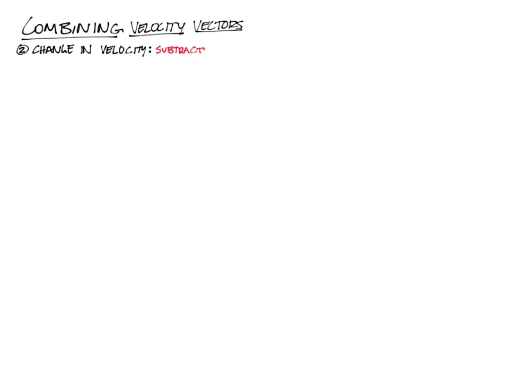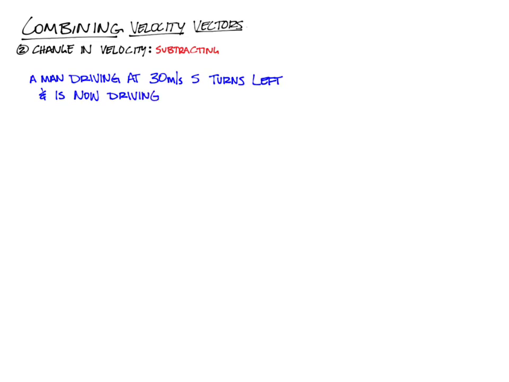Now, there's one more way that we're going to combine velocity vectors. What we're looking at now is finding the change in velocity between two vectors. When we do change in velocity, we're subtracting. Because if you remember, the change in a quantity is the final value minus the initial value. So here's the kind of thing that we would ask that for. A man driving at 30 meters per second south turns left and is now driving at 40 meters per second east. What is his change in velocity?